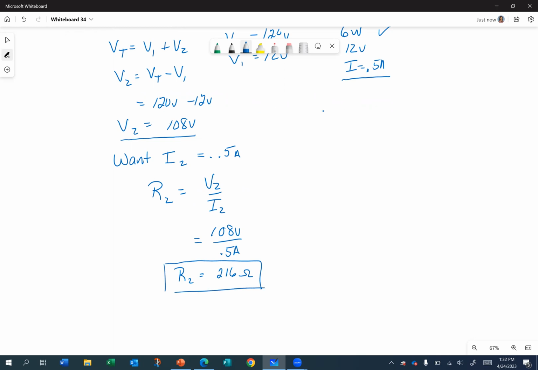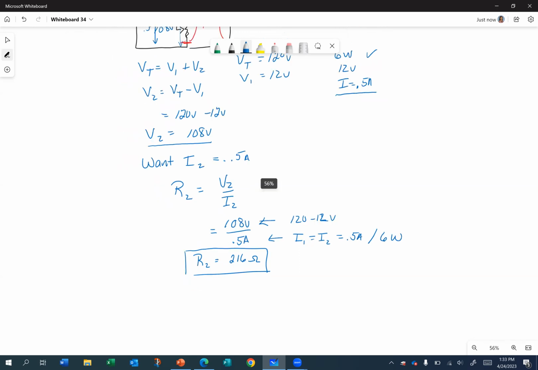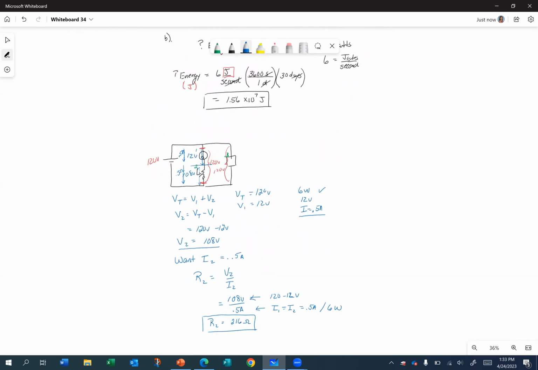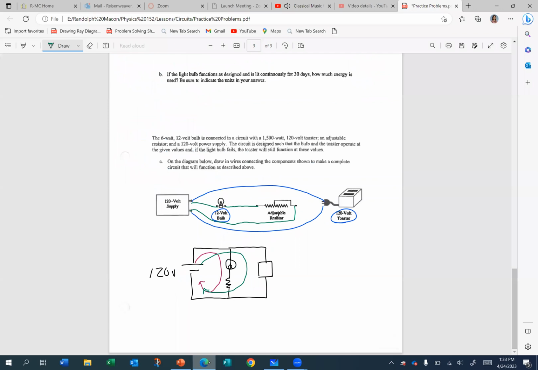Remember, this 108 volts is the result of the 120 minus the 12, because that's what the bulb will get. This is because I1 must equal I2, and we need the bulb to get 0.5 amps to operate at 6 watts. Okay, so just reminding you of how we got those values. All right, so that takes care of problem number 2 as well, keeping in mind how we connected this. It's a little easier maybe to look at it in this diagram form. Hopefully this helps in solving additional circuit problems.